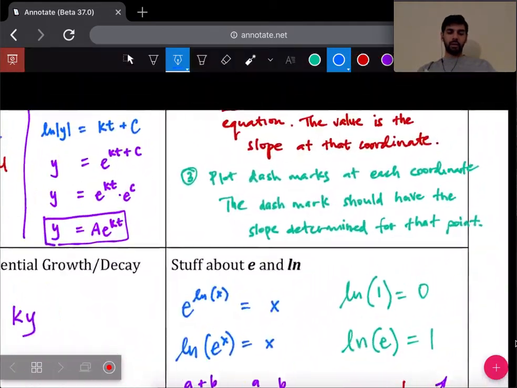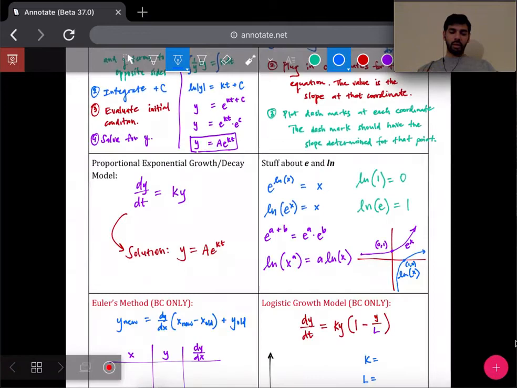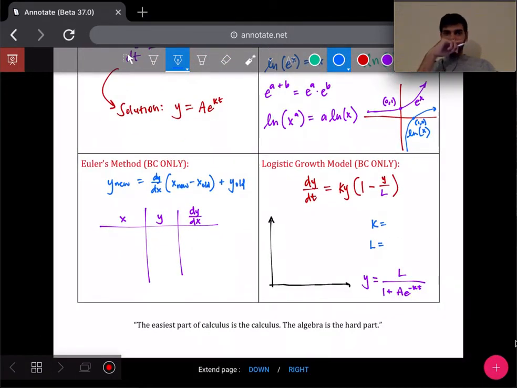Okay, here's the 3 steps. I wasn't really sure what I could put concisely for slope fields. I'm not sure whether or not it will show up, but here's how slope fields work. You can read through those steps about how you identify or create a slope field. And then at the bottom, these 2 topics are BC only topics. So once again, if you're taking the AB test, you don't need to worry about these 2 down here, Euler's method and logistical growth model. Okay, these are for BC only.